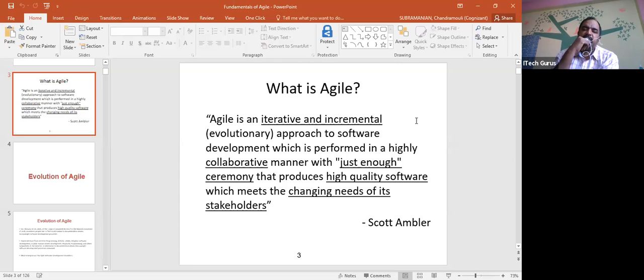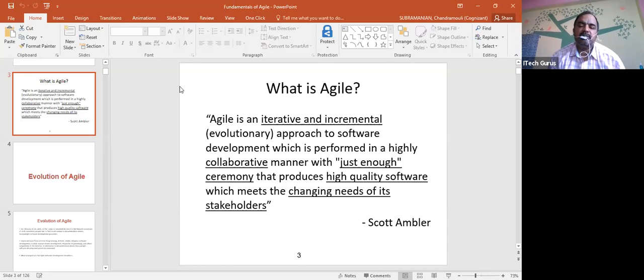Let me repeat this word before we move on further. Agile is iterative and incremental, and created in a highly collaborative manner with just enough ceremony that produces a high quality product and meets the changing needs of its stakeholders. Is that clear, all of you? So use all these 5 keywords while you're defining agile, not partially. Okay. Now we know what is agile. Any question on this, team?